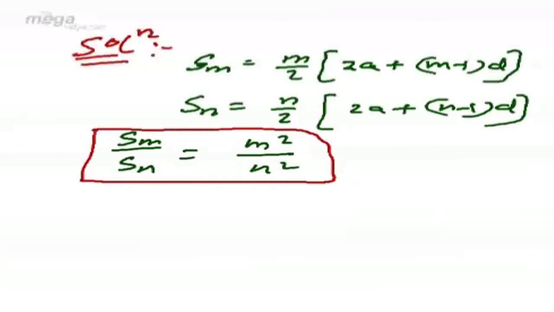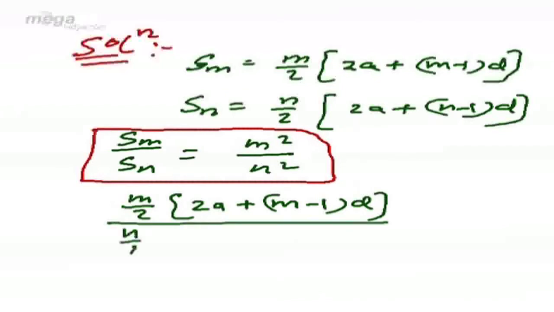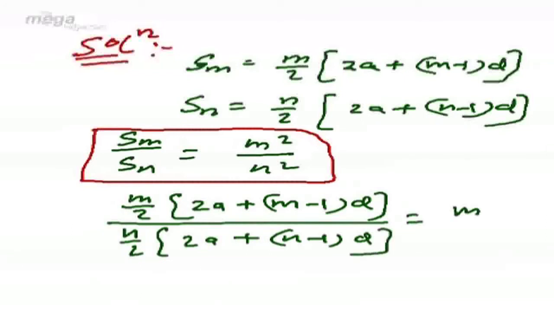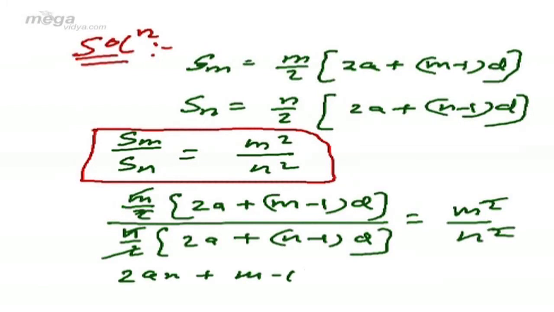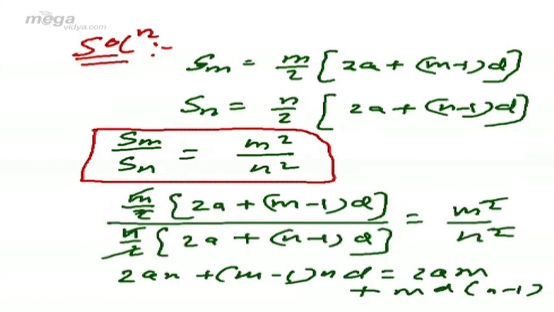Now the value of Sm is given here. Because of this, it is m by 2 into 2a plus m minus 1 into d, divided by n by 2 into 2a plus n minus 1 into d, and this is equal to m square upon n square. This m and this get cancelled, m gets cancelled by this, n gets cancelled by this. Now you cross multiply here, then we get n into 2a plus m minus 1 into d is equal to m into 2a plus n minus 1 into d.